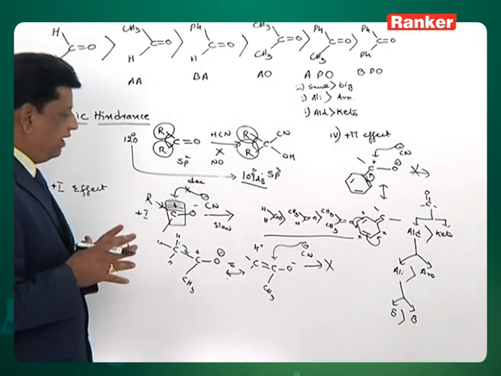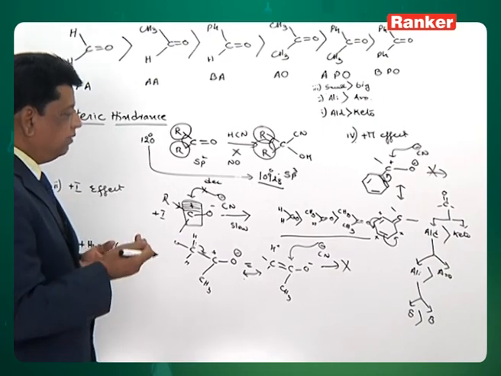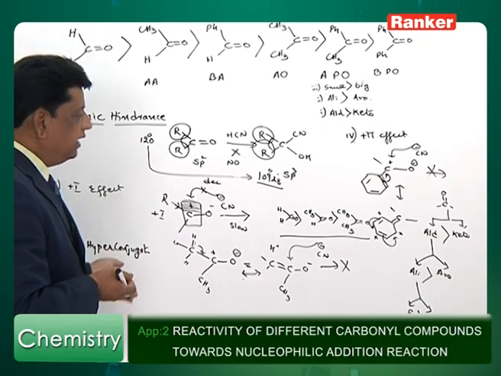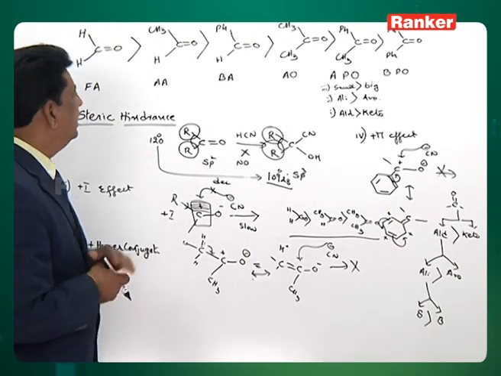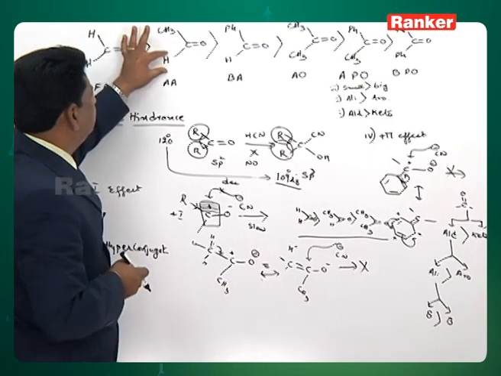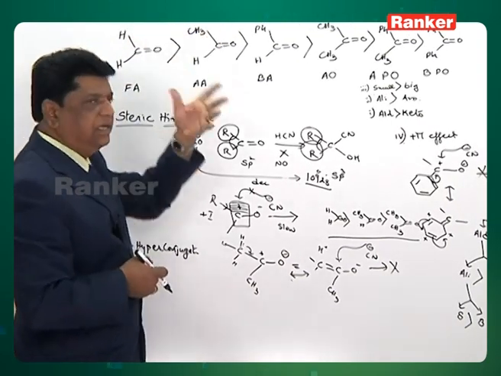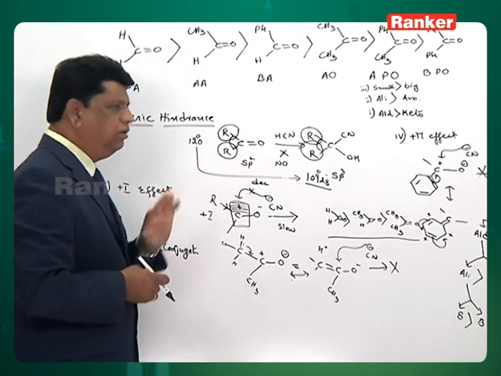If both are aliphatic, check the size. If one is aliphatic and one is aromatic, aromatic will be less, aliphatic more. If one is aldehyde and the other is ketone, aldehydes are more reactive, right. Aldehyde means one side free. Whatever the other side, one side is free, therefore steric hindrance will not be there. All these groups are decreasing only.